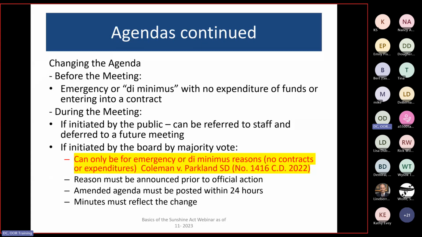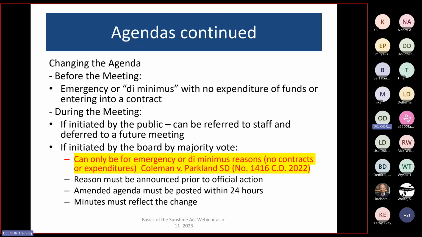First, they need to give a reason why they want to modify the agenda. That needs to be stated in public by the chairperson. Then they need to vote to change the agenda, okay? And that is because the vote will be reflected in the minutes so that there is memorialization in the public record that a vote to change the agenda has taken place.